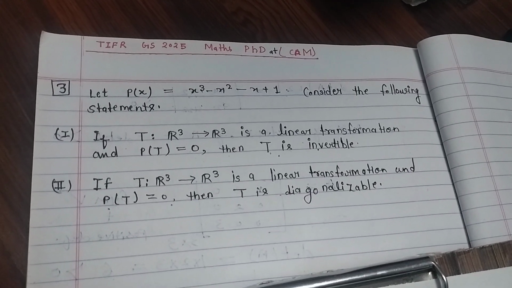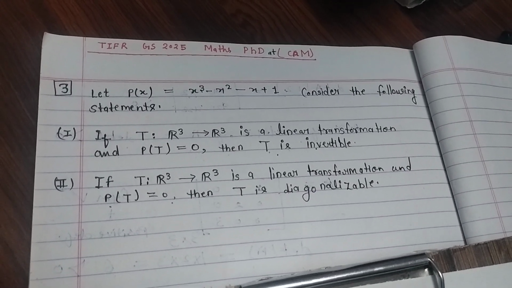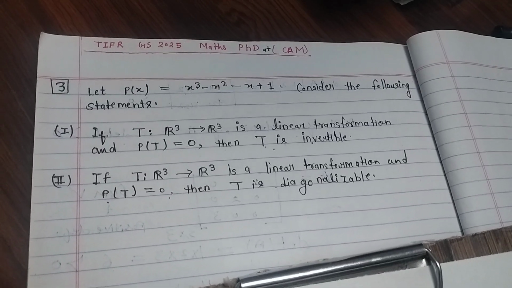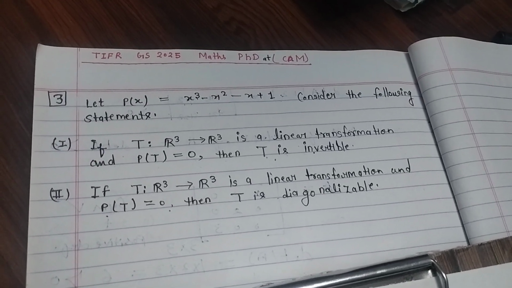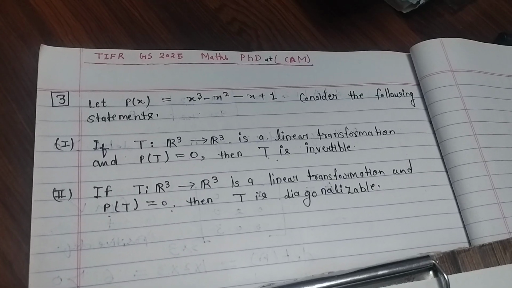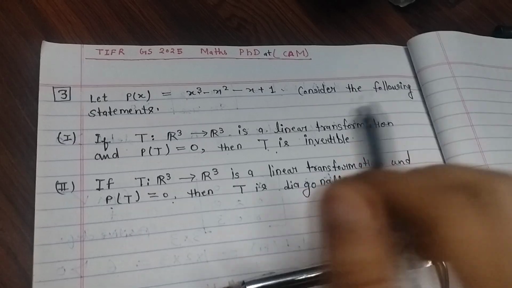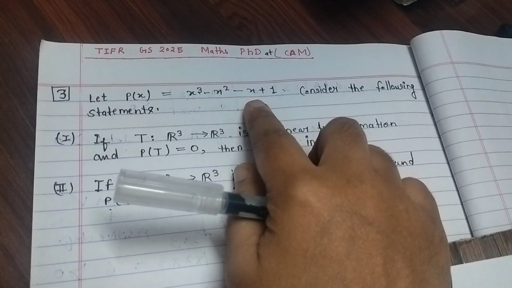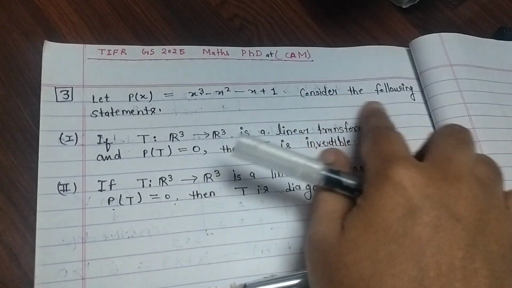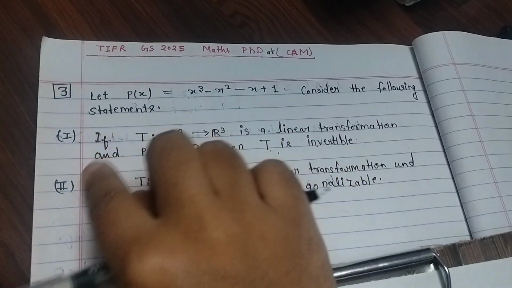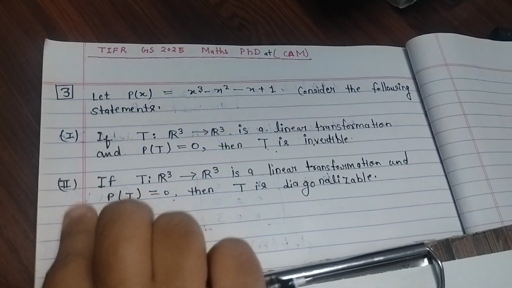Hi, this is the third question of the TIFR 2025 Maths PhD CAM exam. The question is from linear algebra. We are given the polynomial p(x) = x^3 - x^2 - x + 1. Consider the following statements. We have to check which one is correct.